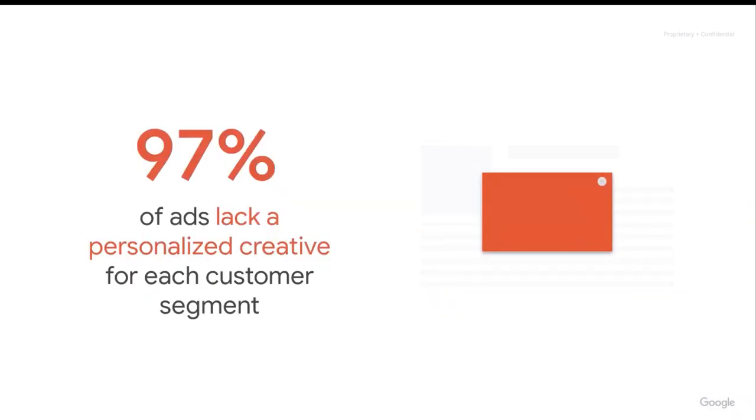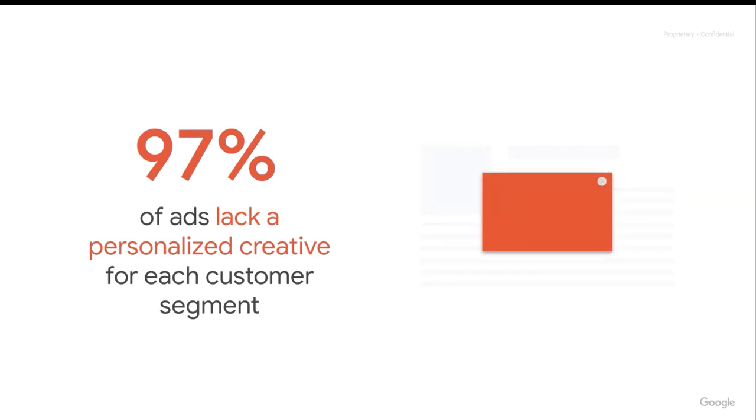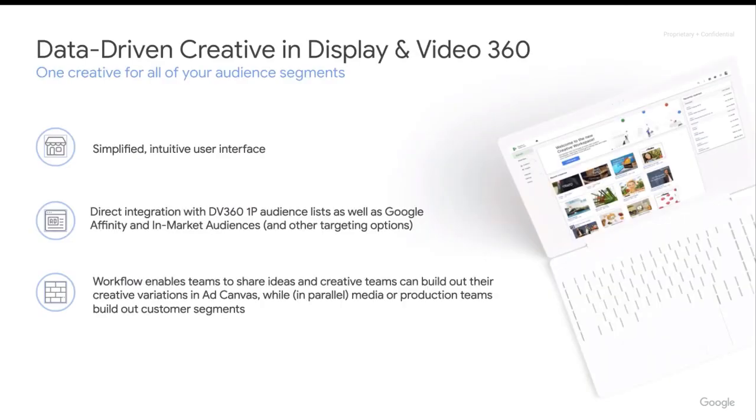However, thanks to another internal Google research, we have shown that 97% of ads lack a personalized creative for each customer segment. So what does it mean? It means that basically 97% of the ads that we see are not built for us as a customer. This is really the reason why we talk about data-driven creative in DV360 and why we offered this. But first of all, what is data-driven creative? This is a way to personalize ads based on audience and contextual signals in real time and at scale.